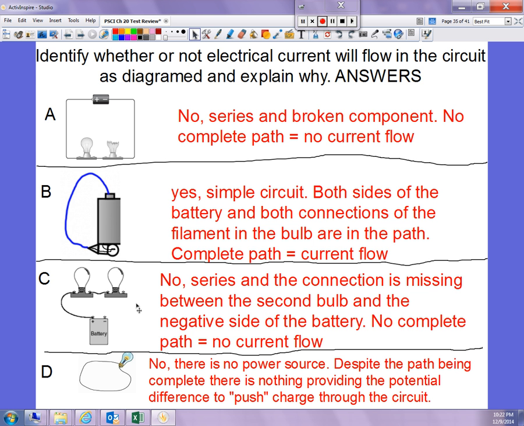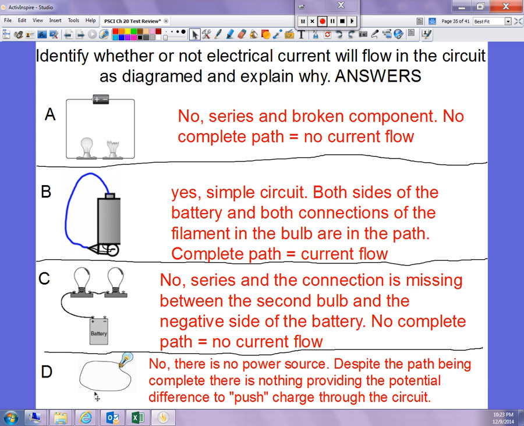In this one, it's the beginning of a series connection, but I have no last piece of wire. There is no complete path from the positive terminal to the negative terminal, so I have no current flow. And then this last one, D, I have the right side of the light bulb connected and the left side of the light bulb connected, but notice that I have no battery here.